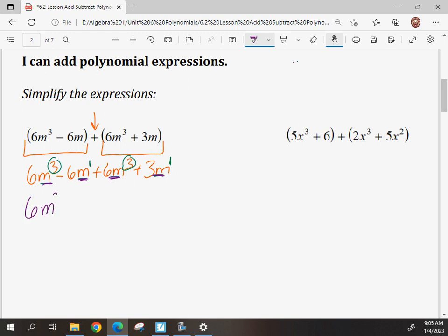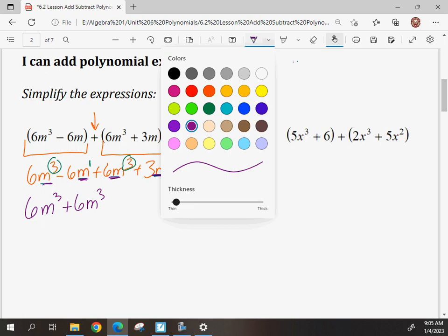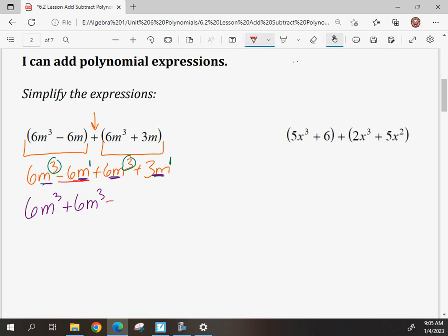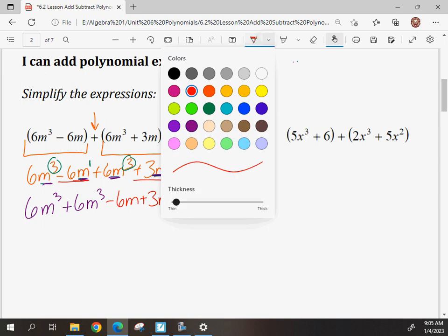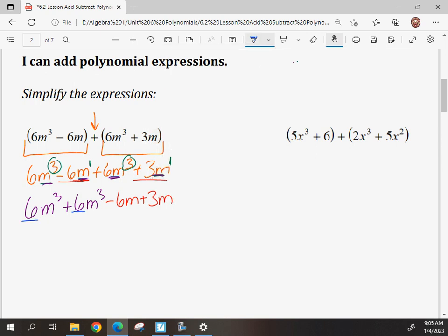So I have 6m to the third, and I have another 6m to the third, and it's positive. And then I have a minus 6m and a plus 3m. We don't have to write the first power. And now that I have them arranged, I can combine the coefficients, the numbers in front, and keep the power. This is like saying I have 6m to the thirds and 6m to the thirds, and when I add them together, I have 12m to the thirds.